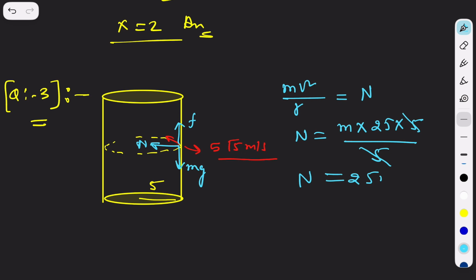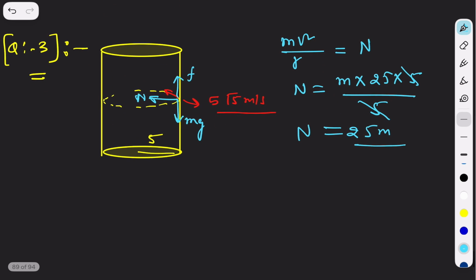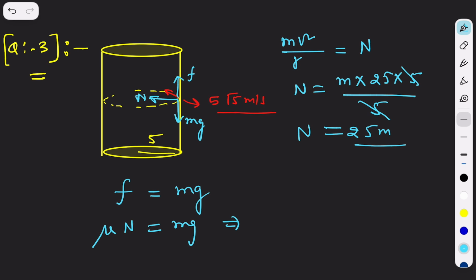Now the body is performing horizontal circular motion, but vertically it should be in equilibrium. Vertically it is not moving, so the net force in the vertical direction should be 0. So friction force here will be balancing mg, and friction force will be mu into normal force, and that is equal to mg. So from here, for the limiting condition, mu into N, which is 25 m, is equal to m into g, which is 10.